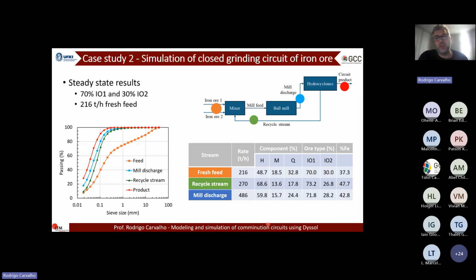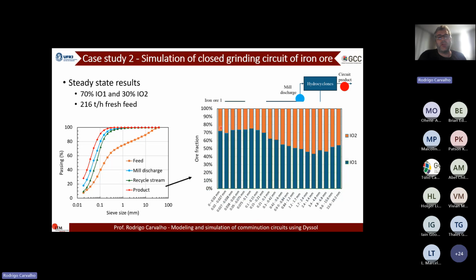And the mill discharge, by combining all the streams, shows an average grade of iron. And we have also the composition of the mill hold up as function of the size class. So you see that in the mill hold up, they are richer in the iron ore 1, which is richer in iron, for the finer size class here.